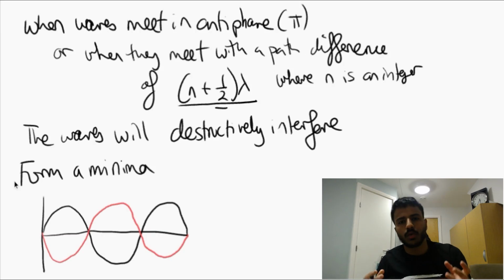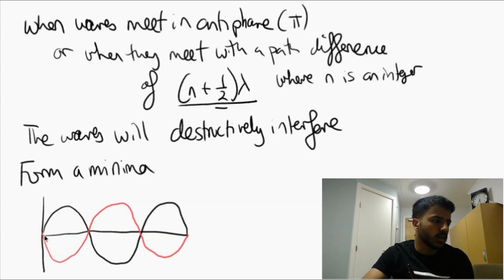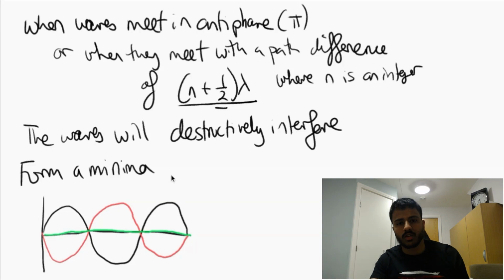Now here's an example of what destructive interference could look like. You have this black and red wave that are out of phase, and when they meet, they're going to form this green wave here, which you can see has zero amplitude at every point along the wave.